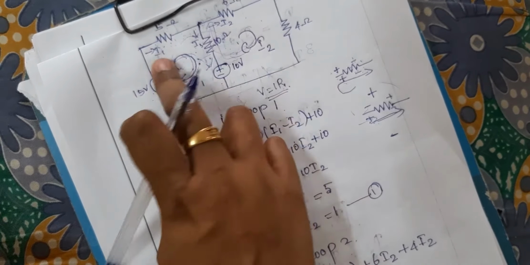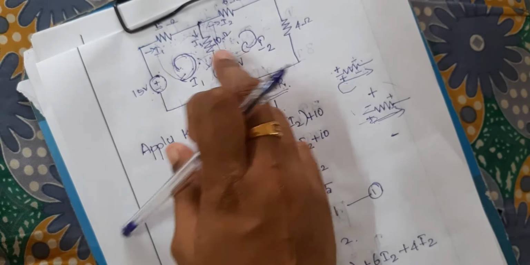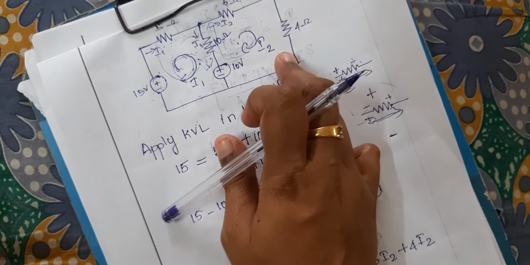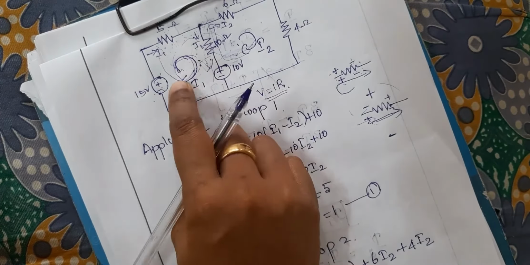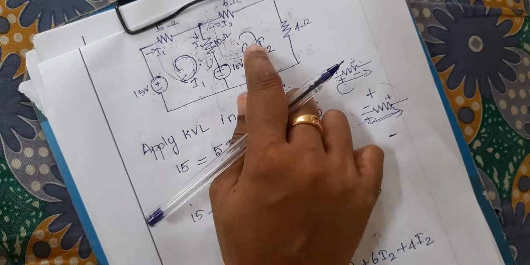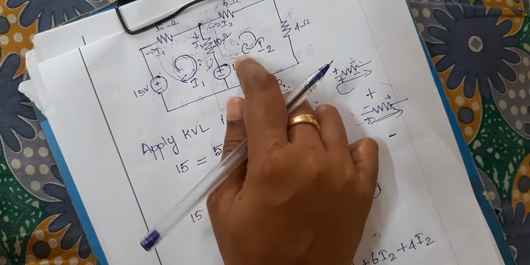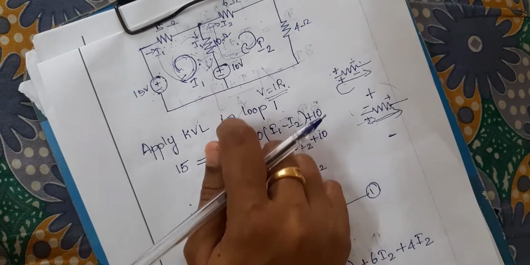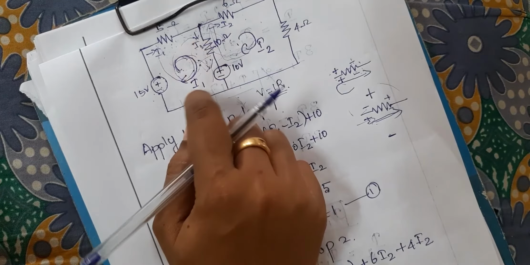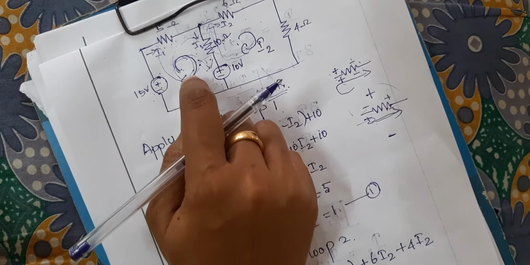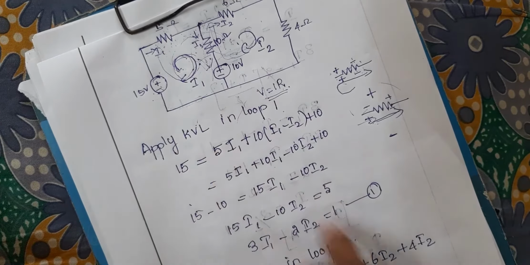First identify the loops. How many loops are there? Two loops, or two meshes. Mark the current direction in the clockwise direction. Next apply KVL, first in loop 1. What is KVL? Kirchhoff's voltage law: the sum of the voltage drops is equal to the sum of the voltage rises.